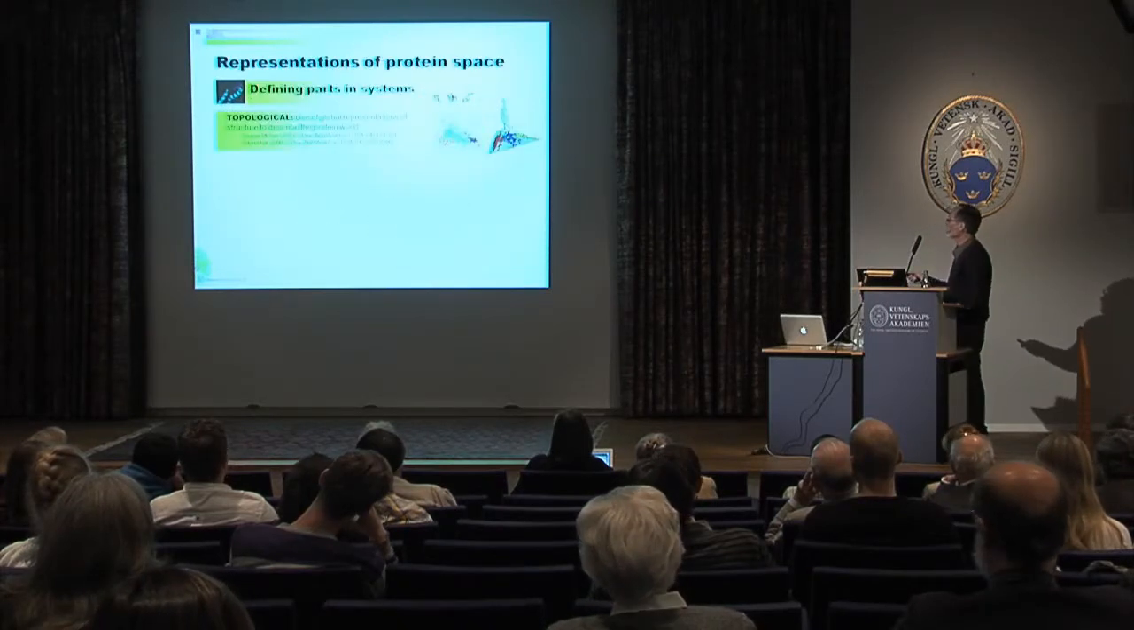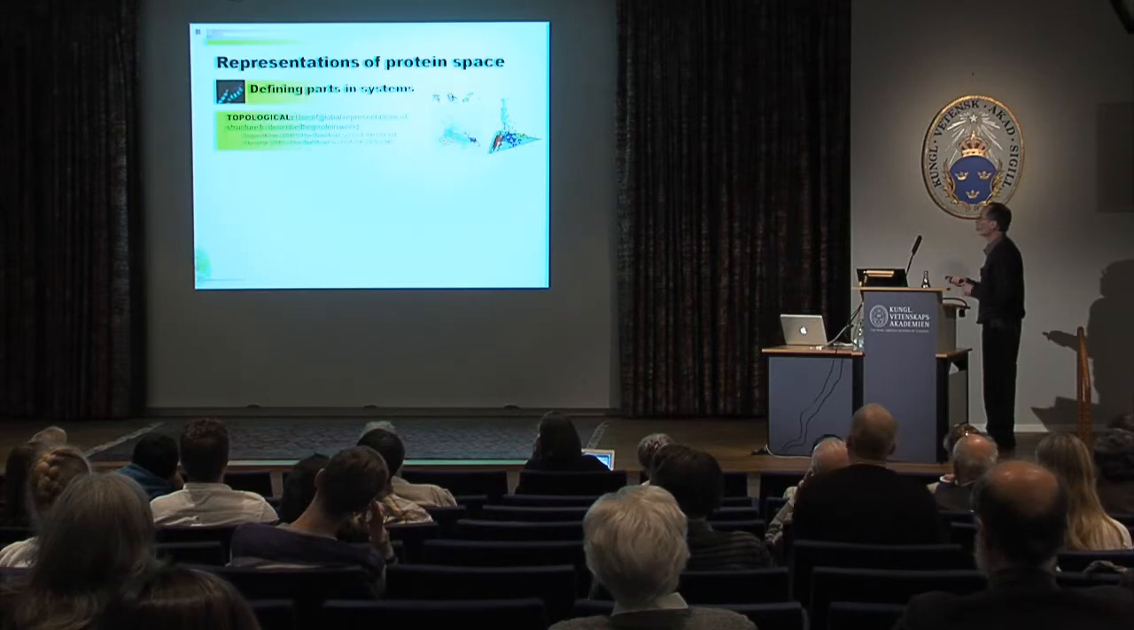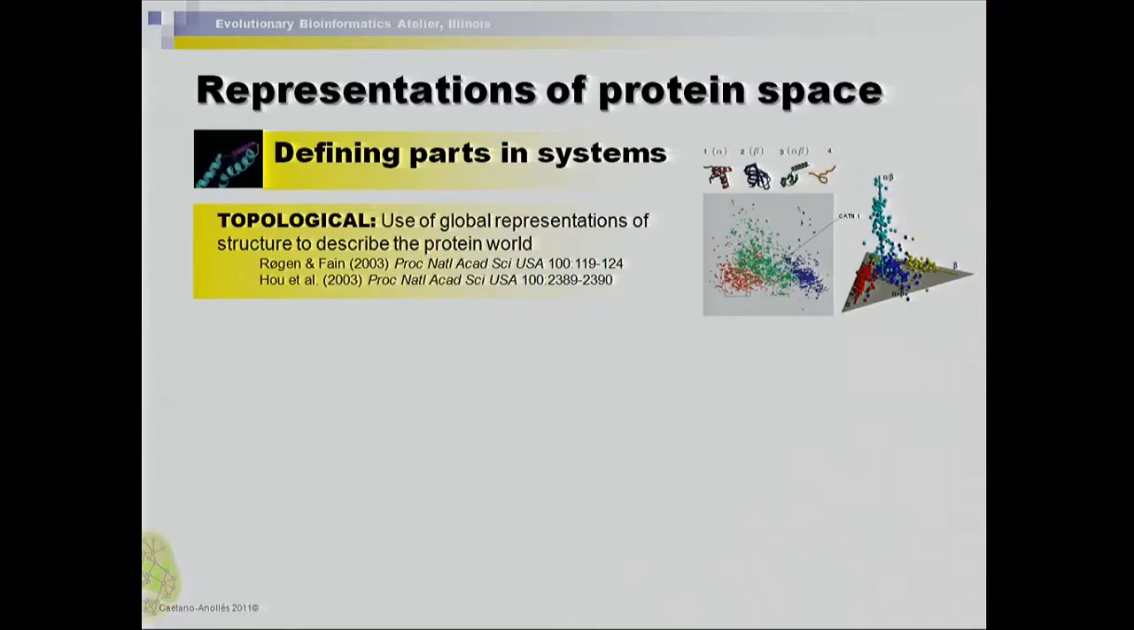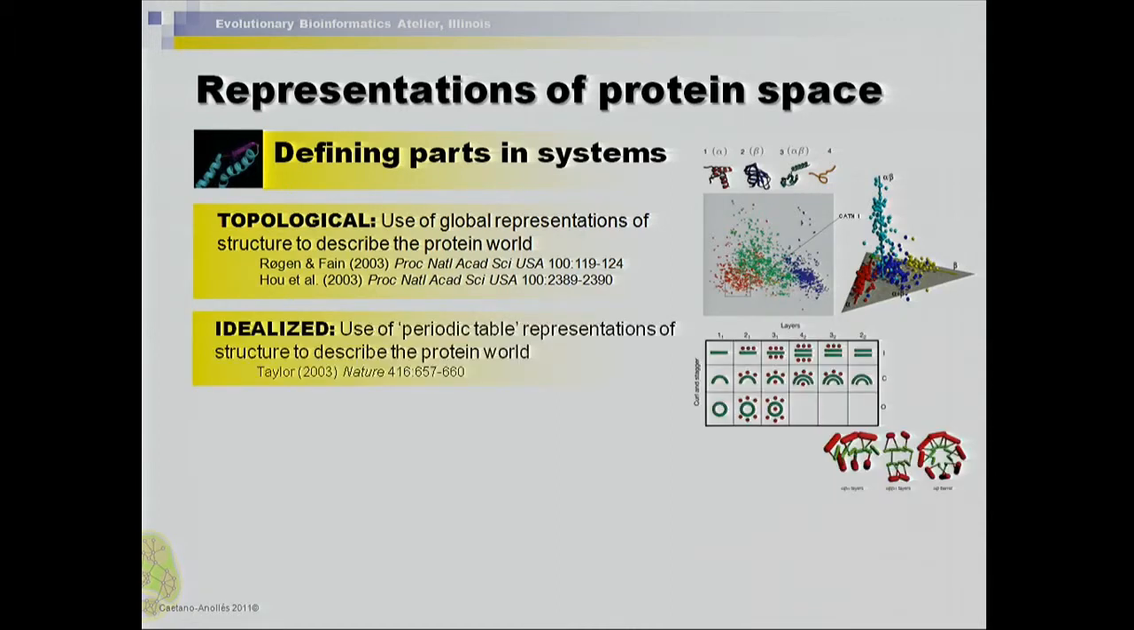So we've elaborated on this, and we try to do this from a topological perspective in terms of structure. But the problem here is that there's no metric that allows us to compare structures to each other at a global level. A way to overcome this has been proposed by Bill Taylor in the UK, where he would try to generate a periodic table of structures that would somehow distill the complexity of the structural world.